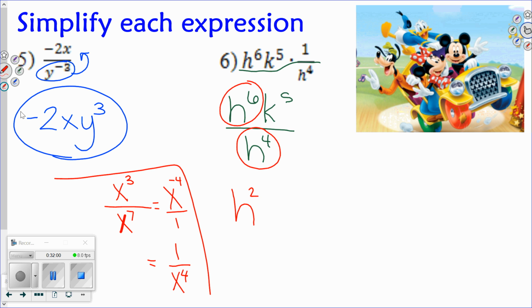So I have h squared. And then what do I do with the k to the 5th? Just drop it down, k to the 5th. Anything else? Nope, I'm done. Ta-da! Not every problem has to be like a 30-minute long process, right?